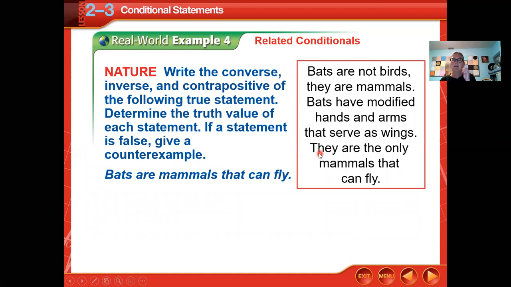Sorry, I got a little excited. But bats are awesome because they eat all my mosquitoes. Okay, anyway, going on. They are the only mammals that can fly. Oh, they're so special. So here we go.